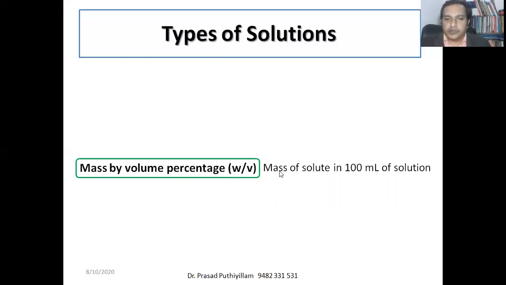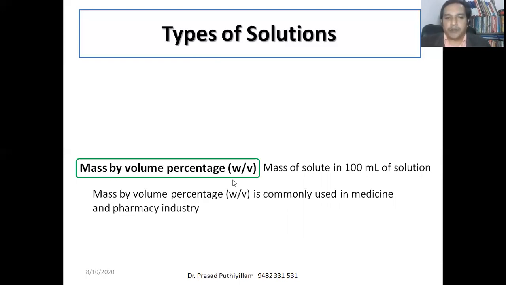So you have to weigh the solute, and you have to measure the solution, or the solvent, in terms of milliliter, say 100 milliliter. Then the mass percentage or mass by volume percentage can be calculated very easily.